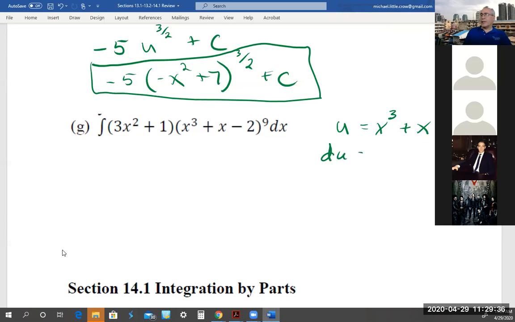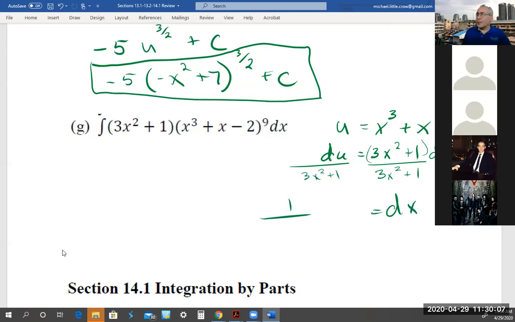So du, take the derivative of both sides. The 3 comes down, x squared. Derivative of x is 1. Derivative of negative 2 is 0, so dx. Divide both sides by 3x squared plus 1, because actually it's got a parentheses around it. So dx is 1 over 3x squared plus 1 du.